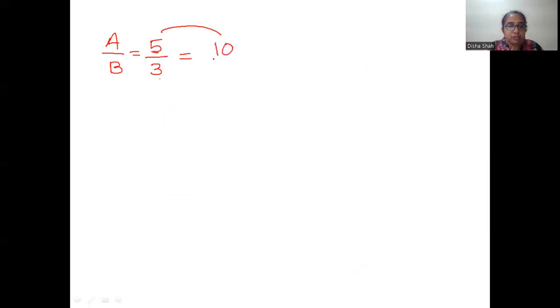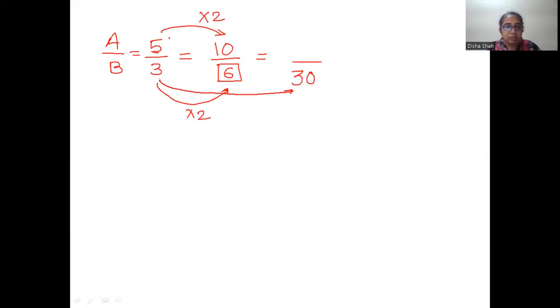For example, if A is 10, then what will be the value of B? तो 5 से 10 कैसे पहुंचे? 5 से 10 पहुंचने के लिए आपने 2 से मल्टीप्लाई किया, and hence this also you have to multiply with 2. So 3 into 2 is 6. Means 5 by 3 is also equal to 10 by 6. From this I can say that ratio can be multiplied, ratio can be divided. Also, this ratio 5 by 3 can also be written as 50 by 30. Suppose 3 becomes 30, then 5 becomes 50. So 5 by 3 is also equal to 10 by 6 and is also equal to 50 by 30.